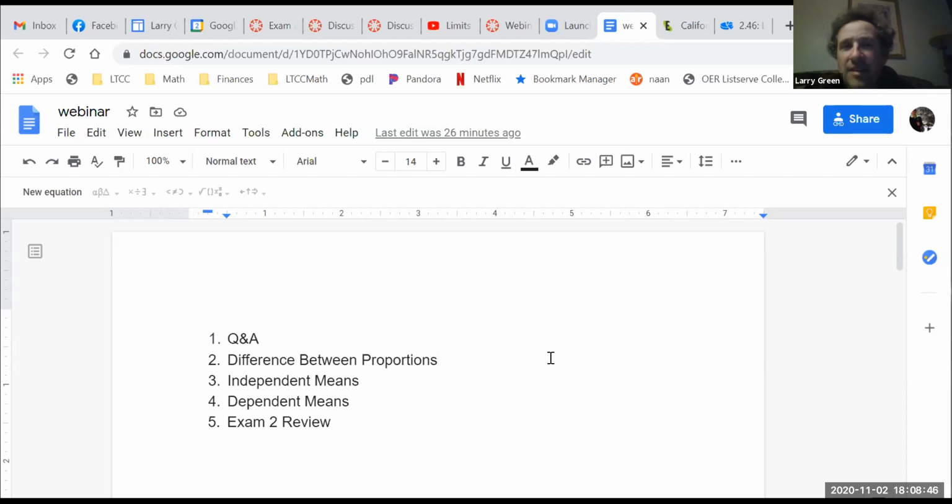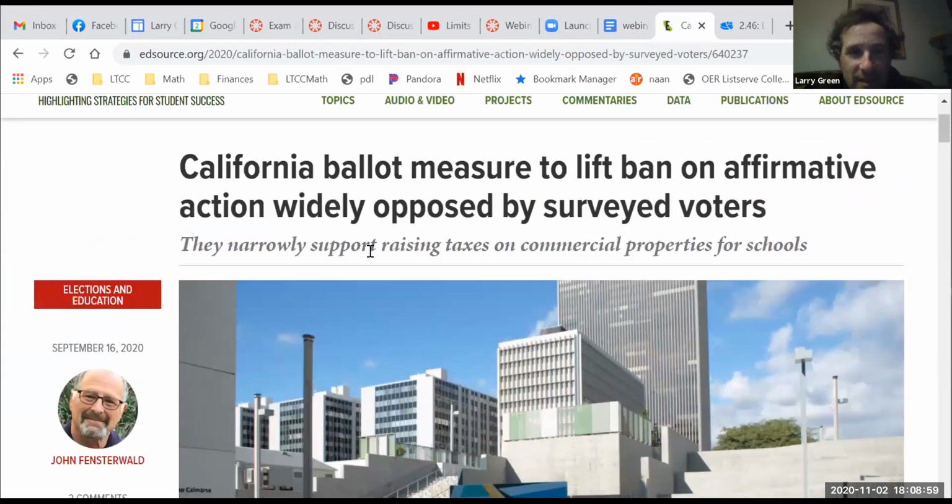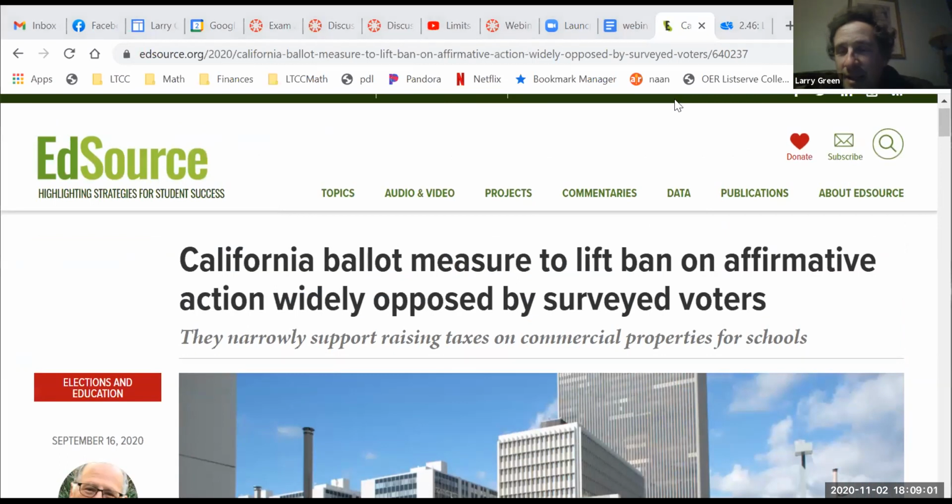So what I want to do is an example. And the nice thing about elections is that you can find it in the news. So let me pop up a news article. Let me read the title. California ballot measure to lift ban on affirmative action, widely opposed by surveyed voters.